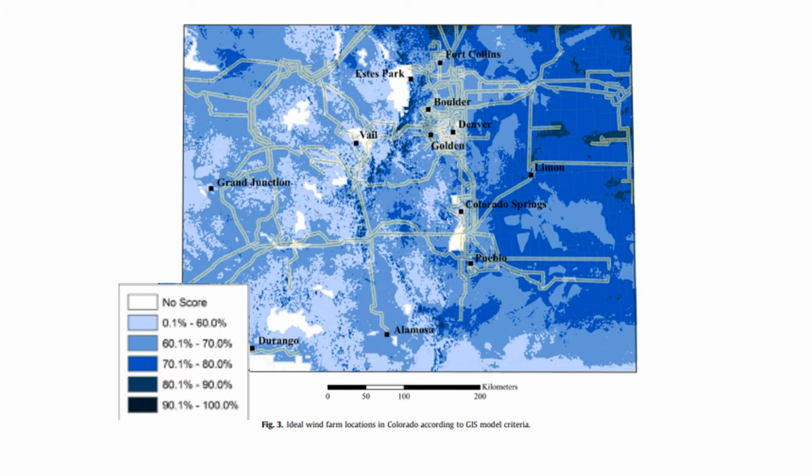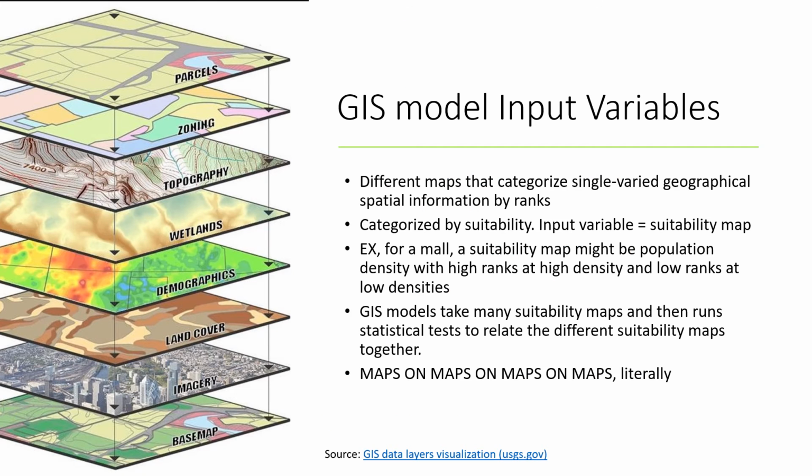Let's go back to the map we saw earlier in the video. How are these maps made? In theory, it's not that hard to see the logic as to how GIS models are built. GIS models take different maps that categorize single varied geographical spatial information by ranks. These maps are called suitability maps, and they are ranked by how suitable it would be to place a building structure on the map. This sounds a bit abstract, so let's talk through an example.